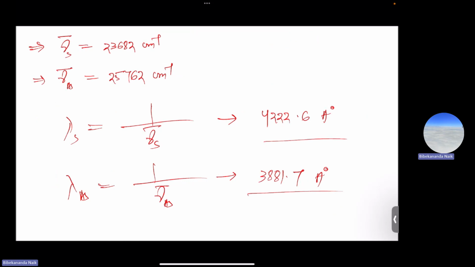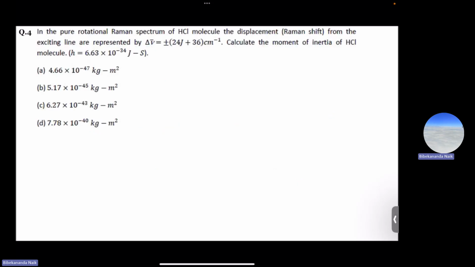The question says, in the pure rotational Raman spectrum of HCl molecule, the displacements of the Raman shift from the exciting line are represented by del nu bar equals plus minus 24J plus 36 centimeter inverse. Calculate the moment of inertia of HCl molecule, where you can take the value of Planck's constant as 6.63 into 10 to the power minus 34 joule into second.